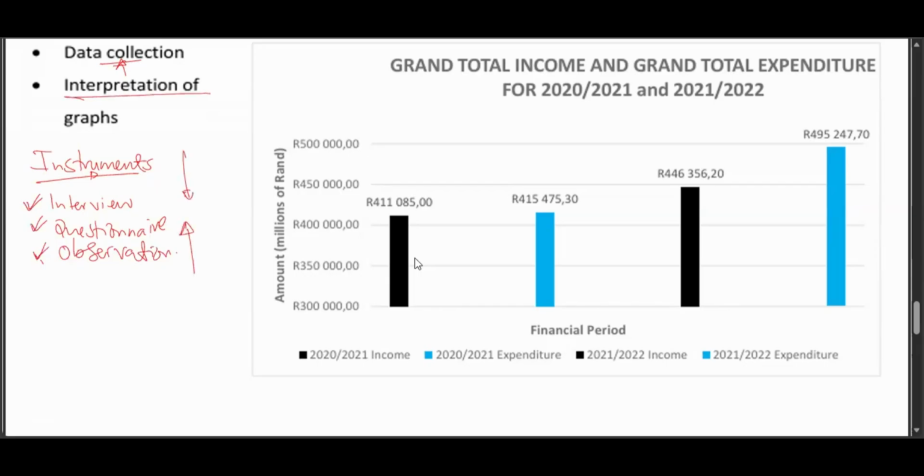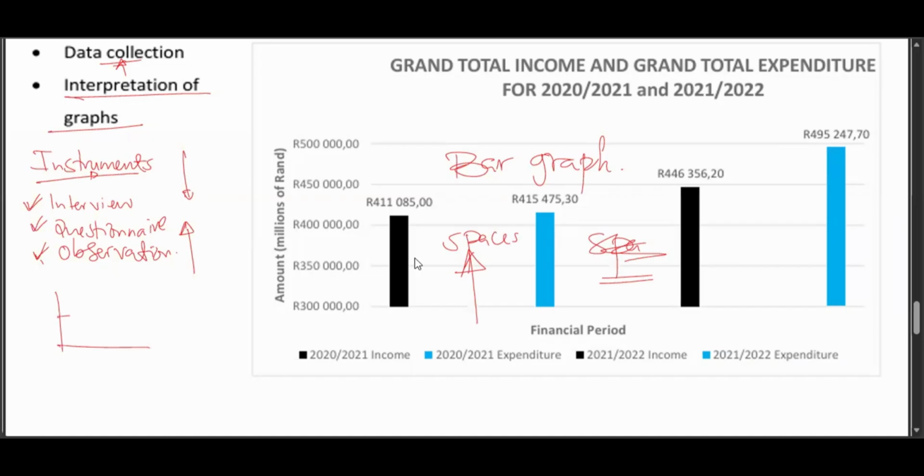Then interpretation of graphs. We have this one here. This is called a bar graph. Why is it called a bar graph? It has spaces. That's a bar graph. But if it was like this, the other next to this is a histogram. We call it a histogram, not histograph. Histogram.